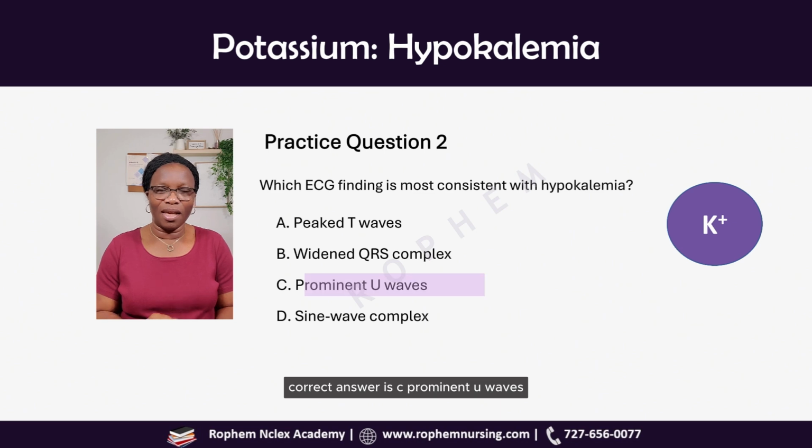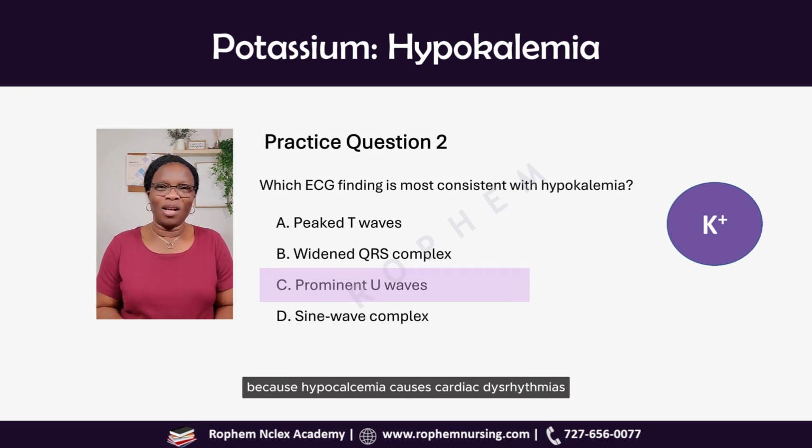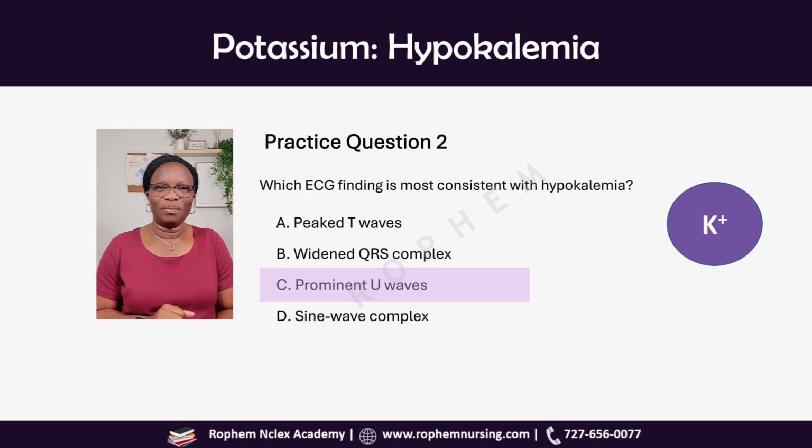Correct answer is C. Prominent U waves, because hypokalemia causes cardiac dysrhythmias like flat T waves, prominent U waves, and a high risk for ventricular dysrhythmias. The other answer choices are not correct.